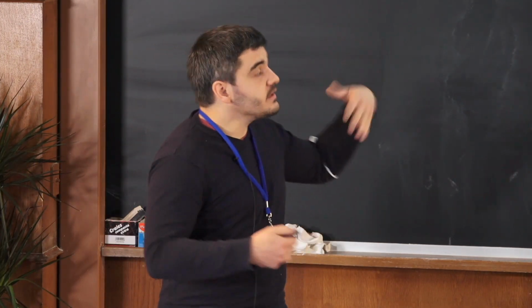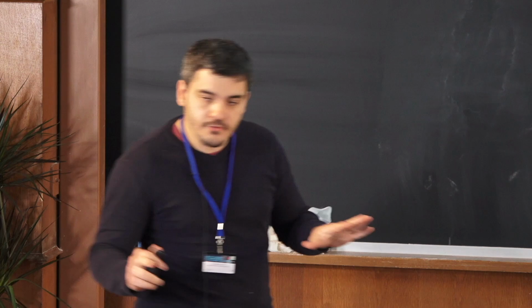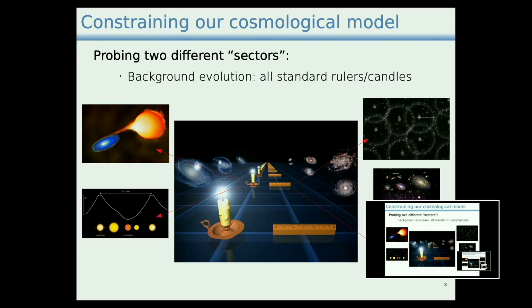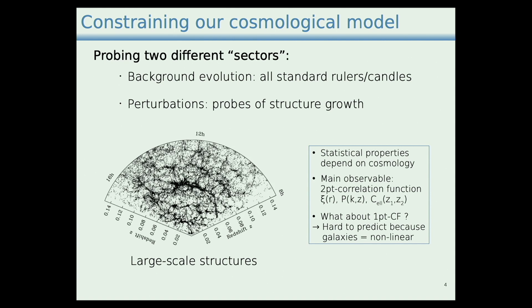You all know that in order to constrain our cosmological model, we need to probe mainly two different sectors. The first one is the background evolution of the universe, so all the standard candles, the standard rulers, so essentially measuring distance in the universe and comparing it to our model. And the second sector is the so-called perturbation sector, which probes the growth of structure. This is usually done by observing the large-scale structures via galaxy surveys. And the statistical properties of the distribution of galaxies depend on the underlying cosmological model.